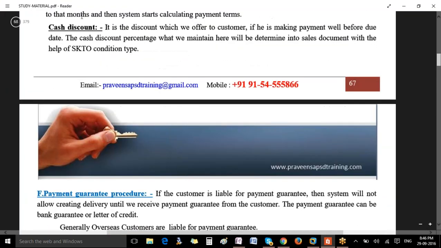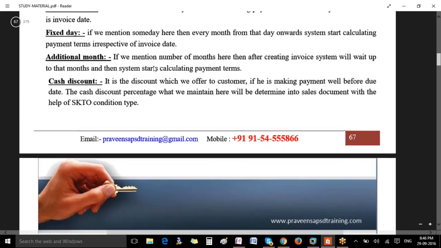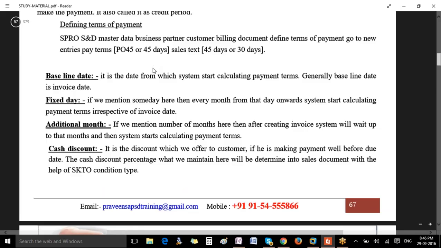So I have shown here how to configure. Cash discount is a discount which we offer to the customer if he makes the payment well before the due date, and the cash discount percentage which we maintain here will be determined into the sales document with the help of the condition type SKTO. A cash discount is a discount which you offer after tax. Is this something like a cashback? No, it's not a cashback. If it is a cashback, then it's called rebates.